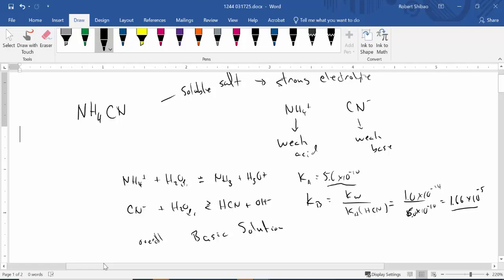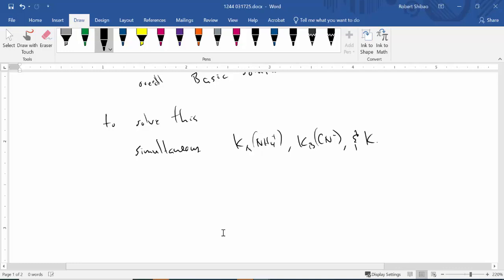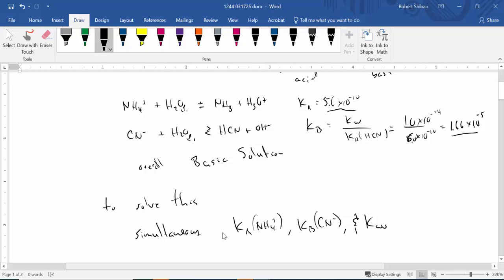So will it always come down to whichever value is larger in that situation? When you have a situation where there's both an acid and a base, which one's larger? Now the problem is both of these are weak. Overall, it's a basic solution. To solve this, we do simultaneous equilibria with the Ka for ammonium, the Kb for cyanide, and Kw for water. We have to do Kw because Kw is going to contribute hydronium and hydroxide to solution.